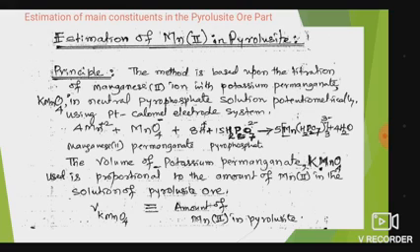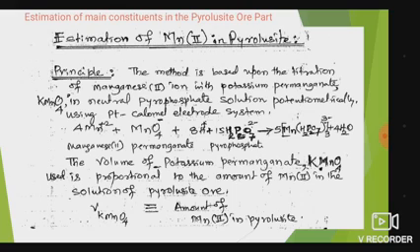So what is the principle? The method is based upon the titration of the manganese(II) ion with potassium permanganate, KMnO4, in neutral phosphate solution, potentiometrically using a platinum-calomel electrode system. The reaction is: 4 Mn2+ plus MnO4- plus 8H+ plus 15 H2P2O7 2- gives the complex Mn(H2P2O7)3 3- plus 4H2O.